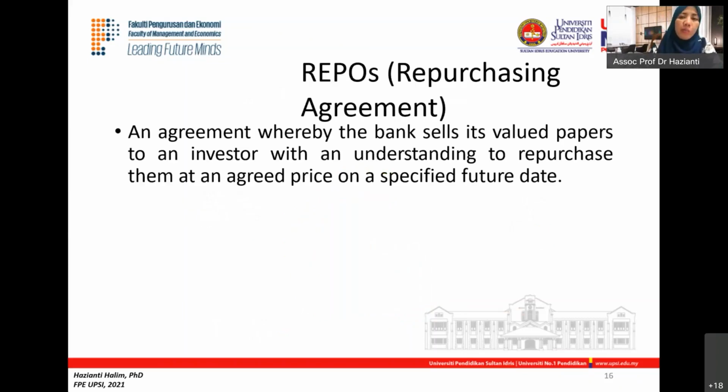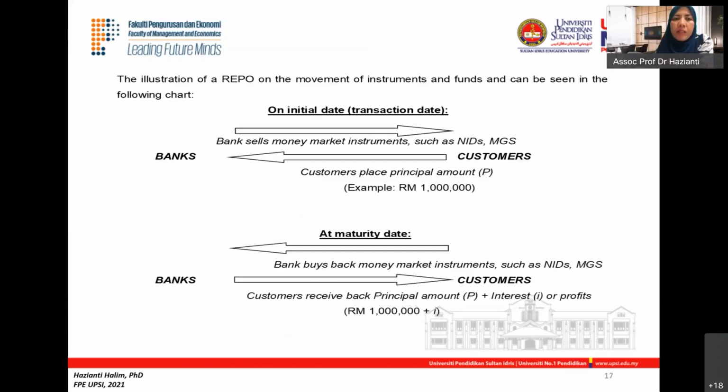Alright, so first one is repos, repurchasing agreement. Namanya repurchase. Dah jual boleh beli balik. Repos agreement whereby the bank sell its valued papers. So again, we're talking about papers dekat sini. To an investor with an understanding to repurchase them at an agreed price on a specified future date. Okay. Example. I don't think I put this example in your notes, but this is the explanation or the illustration of repo lah contohnya.